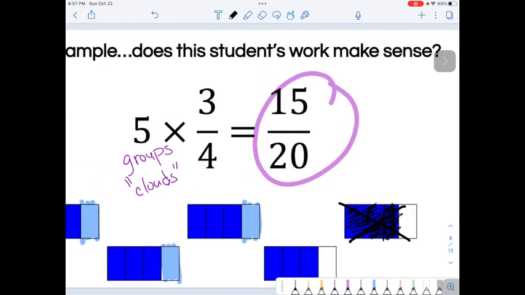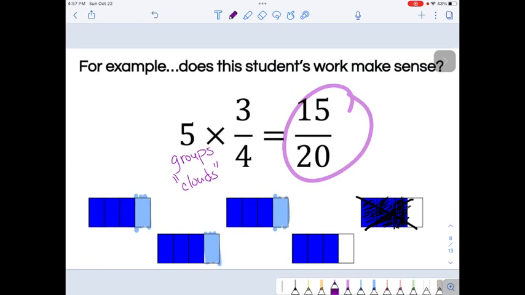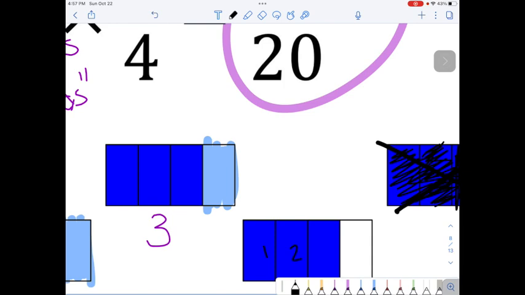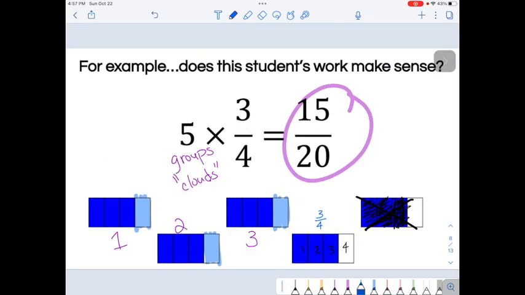What I see now is that we have 3 wholes, 1, 2, 3, and we have 3 out of 4 in the last one. So this answer is really 3 3/4, which is way different than 15/20. So we really have to think, does my work make sense?